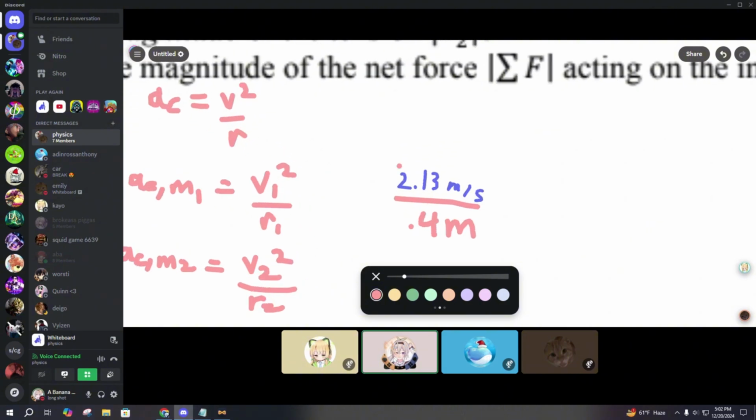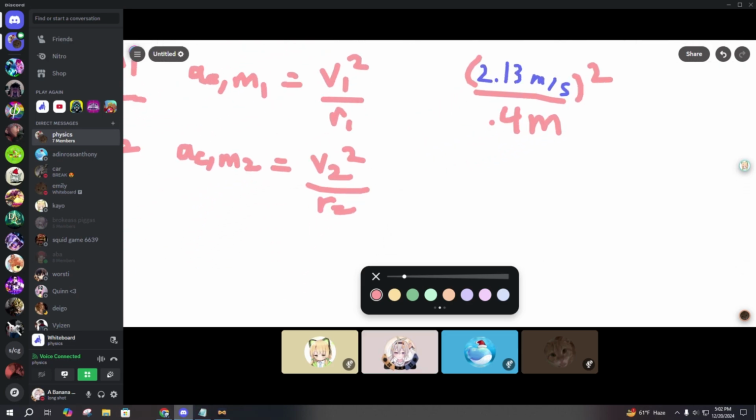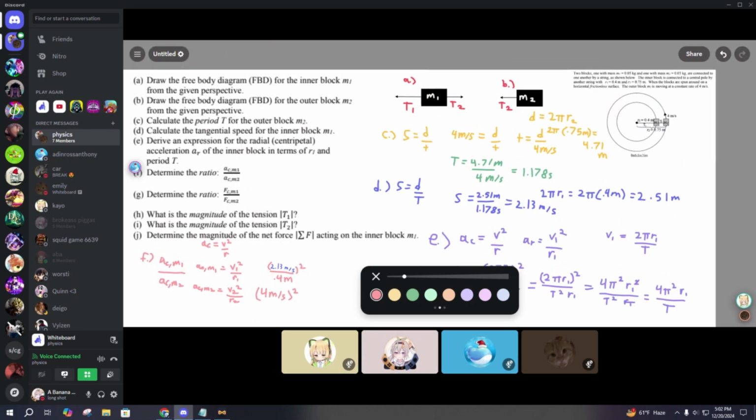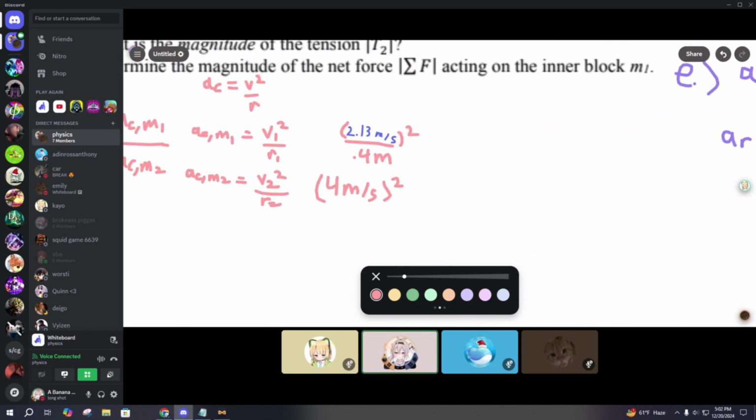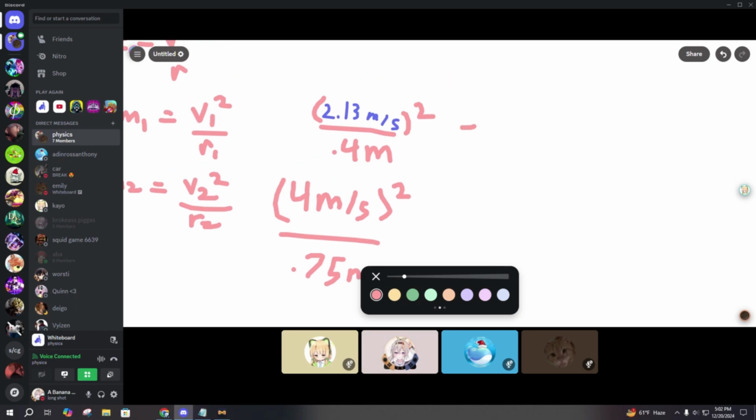And then this has to be squared. Okay. Now for V2's expression. Well, V2, the problem gives it to us, 4 meters per second. And that's going to be squared. And the R2 is 0.75 meters. Right? And let's get the values of those.